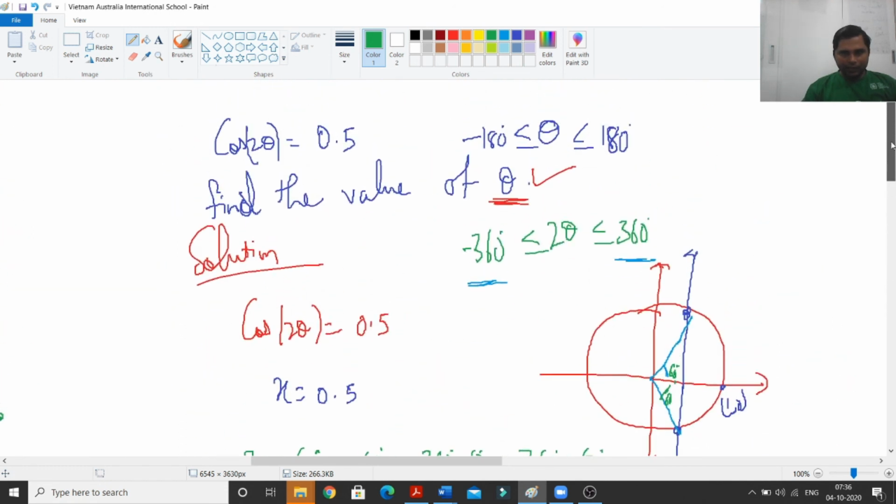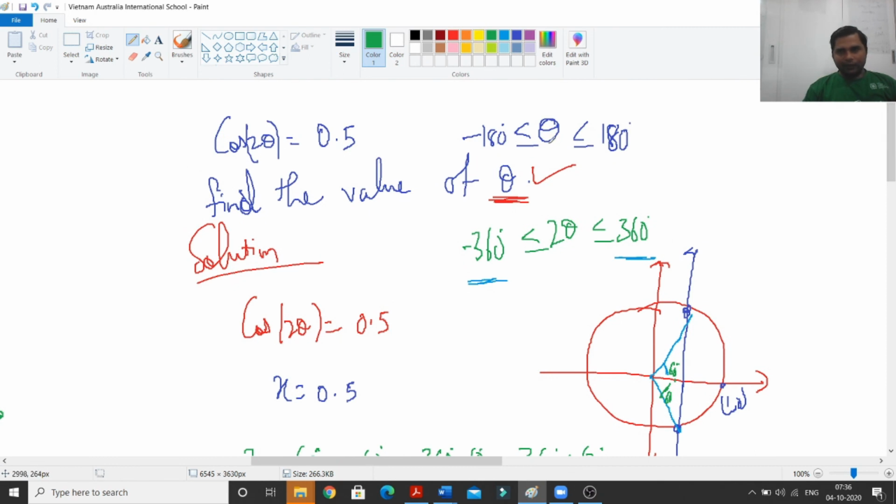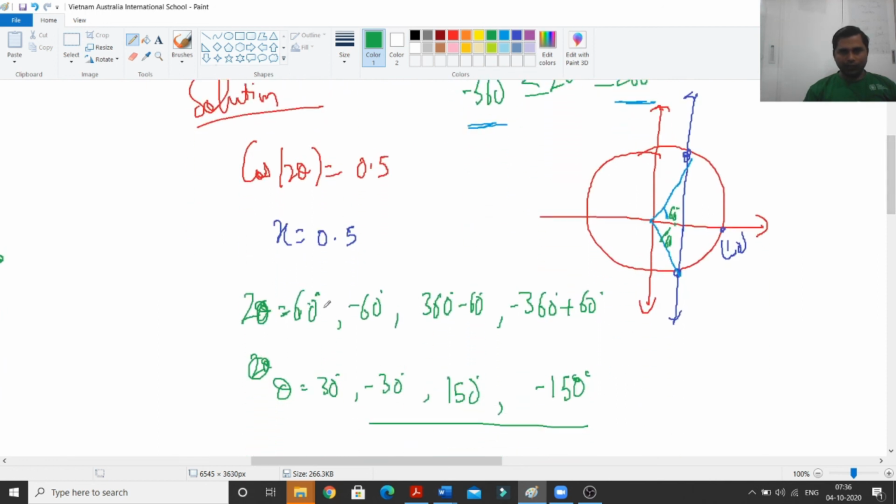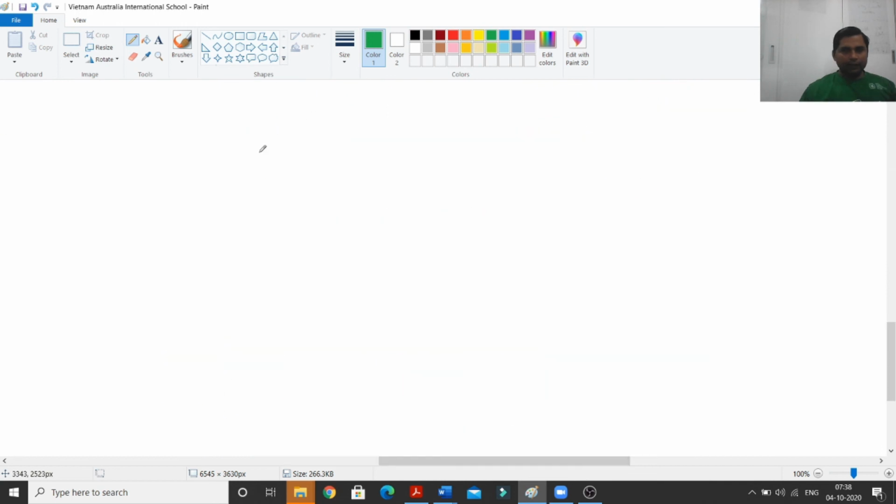So in these kind of questions, where the domain they give you between minus 180 to 180, theta is lying between minus 180 to 180, but you need to multiply by 2 and check that 2 theta will go from minus 360 to 360 if you're using the unit circle method. Then you need to find two positive values and two negative values and then divide by 2. So here we got 60, minus 60, 360 minus 60, minus 360 plus 60, and then theta will be divided by 2. So you will get the answer, right? That's very easy. Let's see another question.